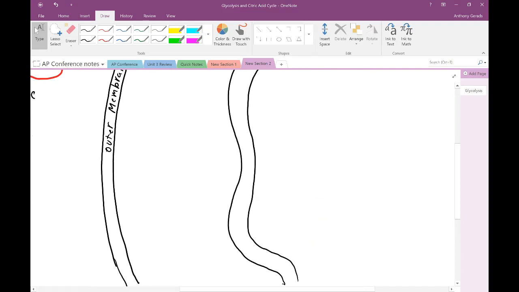All right, so this is the inner membrane. Okay, so I've got an outer membrane and an inner membrane.